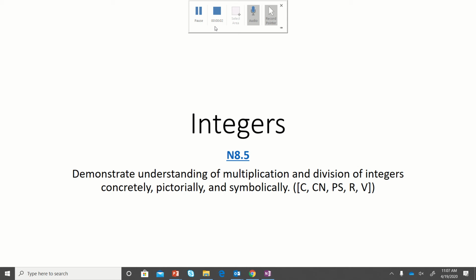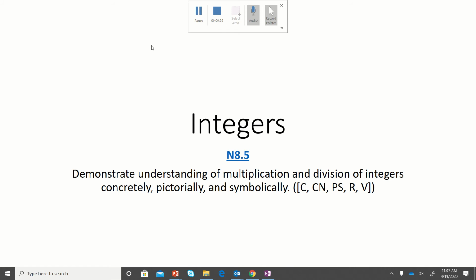All right, hi guys, this is round two of the integers lesson. It's on multiplication with integers. So the first one we looked at tiles to show our multiplication. This one we're just going to go over the rules and it's more basic multiplication facts. The outcome is to demonstrate understanding of multiplication and division of integers concretely, pictorially, and symbolically.